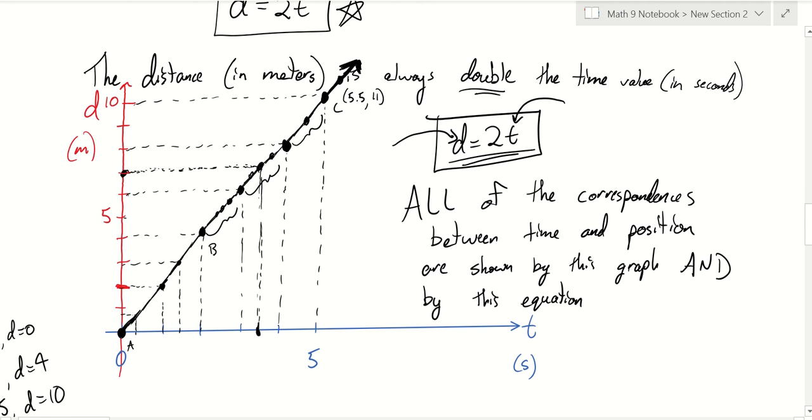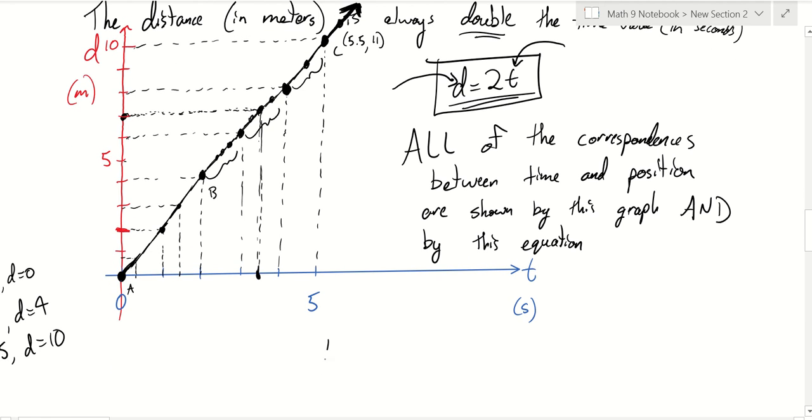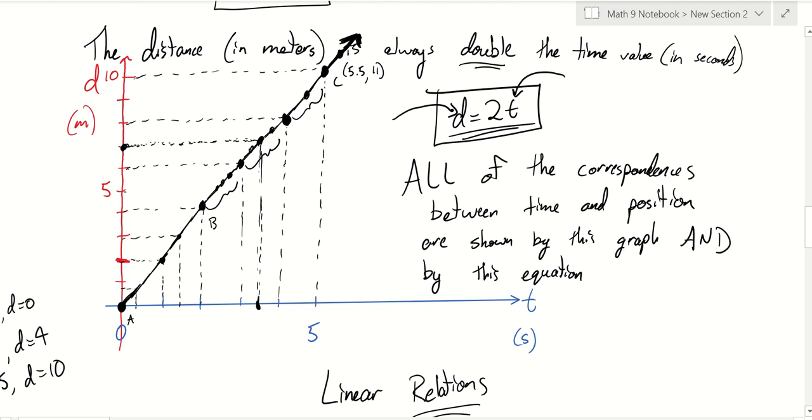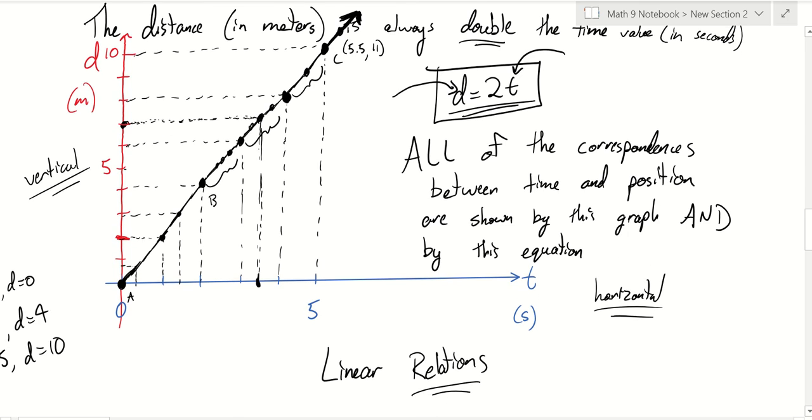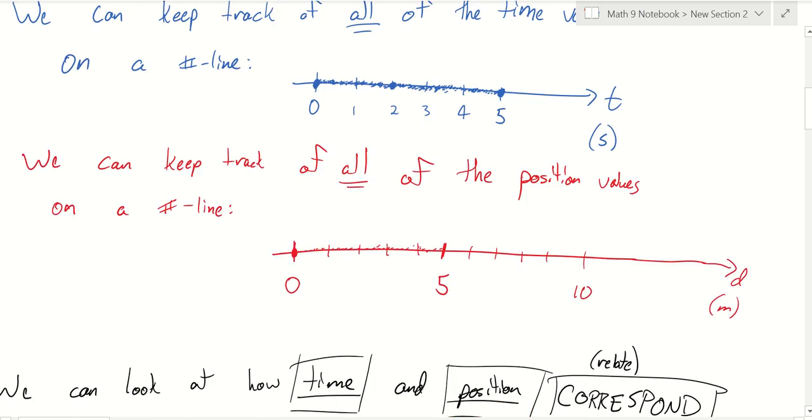So this is the essence of linear relations, right? This shows the relationship between two different quantities. This is why we have an x-axis that is horizontal, and this is why we have a y-axis that is vertical. It is the best way that we have to show correspondences between two different quantities that are related to each other. So hopefully this was helpful in we really built this up from scratch, right?